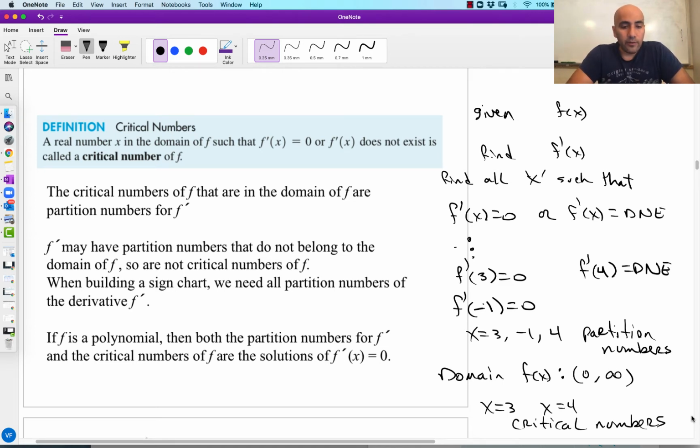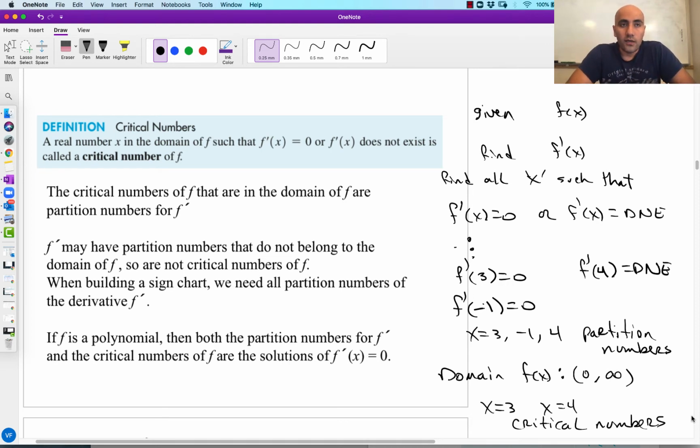So if we're dealing with a polynomial, then both the partition numbers for f prime and the critical numbers of f are the solutions of f prime of x equals 0. Why is that? Remember, the domain of a polynomial is all real numbers. So there's never going to be a case where you find a partition number and it's not in the domain of f. That's not the case because for a polynomial, the domain is all real numbers.